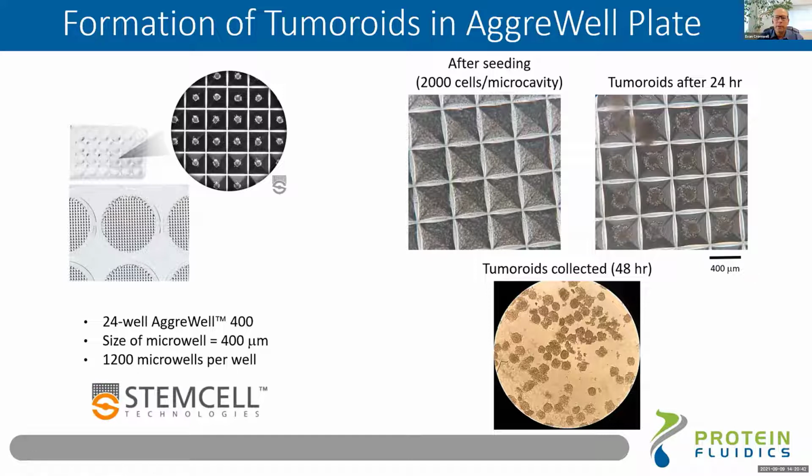Over a couple of days, they form into nice tight little tumoroids, and you can collect those and transfer them into our plates. This has really worked well. You can also grow these as single tumoroids in low attachment plates. We've done that a lot, and there are a number of ways of forming these tumoroids.